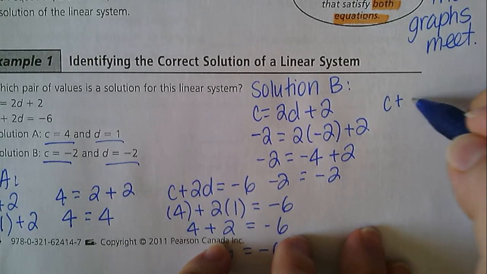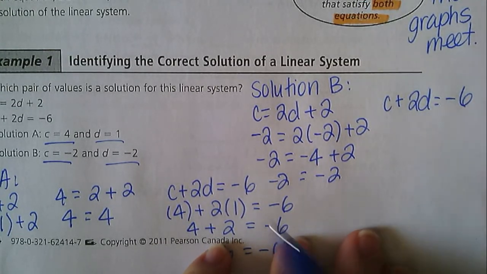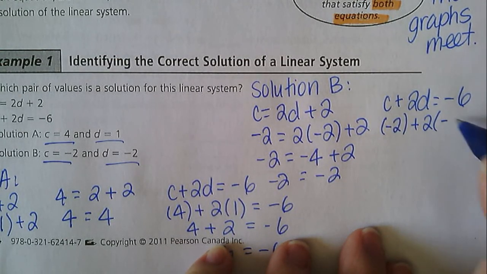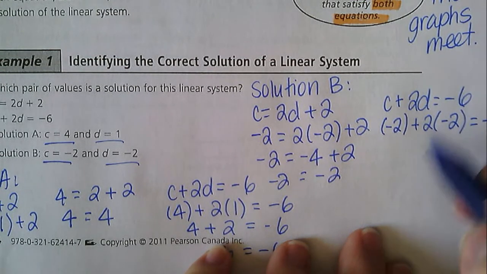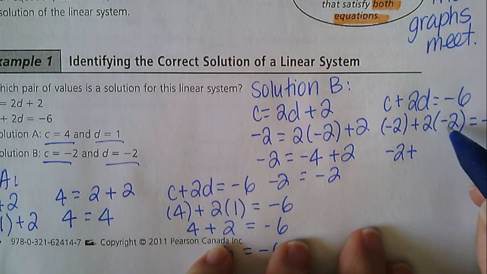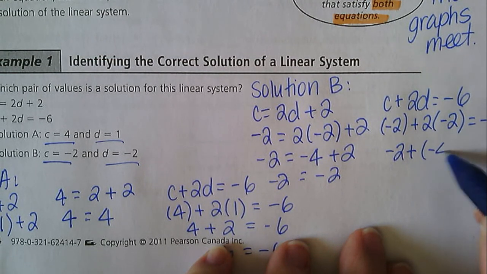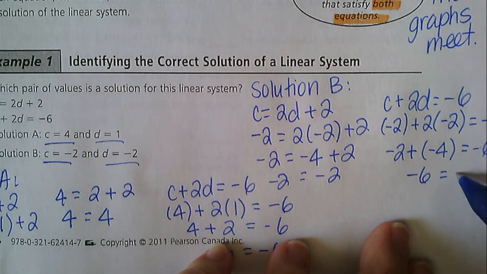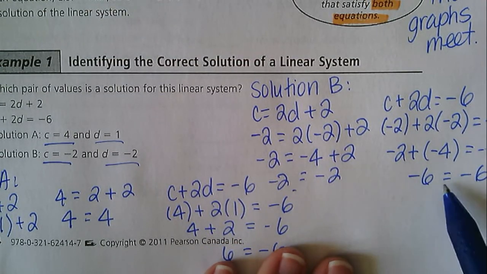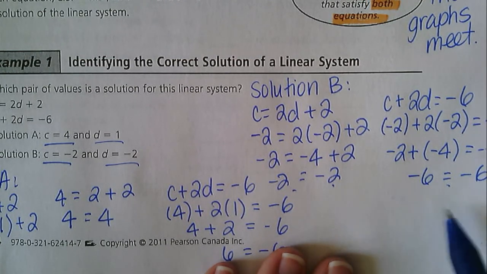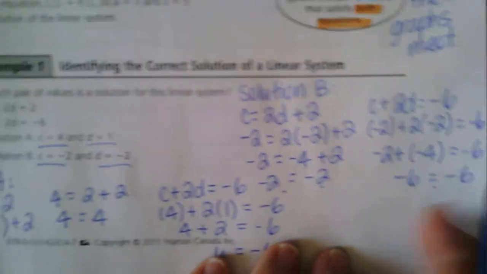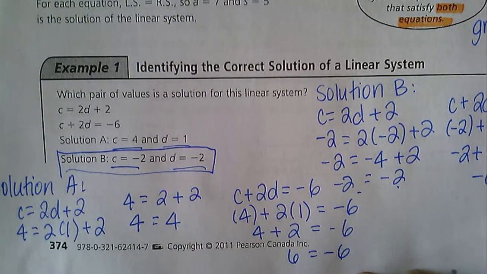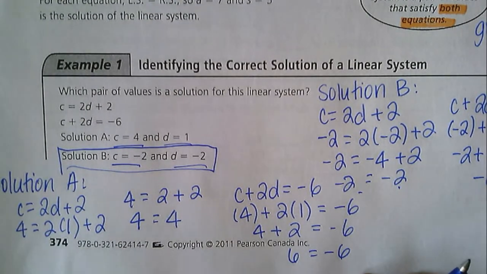C plus 2D equals negative 6. So again, for the C value, I'm going to input negative 2. For the D value, I'm going to input negative 2. And let's see what we get. So we have negative 2 plus negative 2 times 2, which is negative 4. Negative 2 plus negative 4 gives you negative 6. Negative 6 is equal to negative 6. You can see in both of these, the left side and the right side are equal. So solution B is our solution to this system of linear equations.